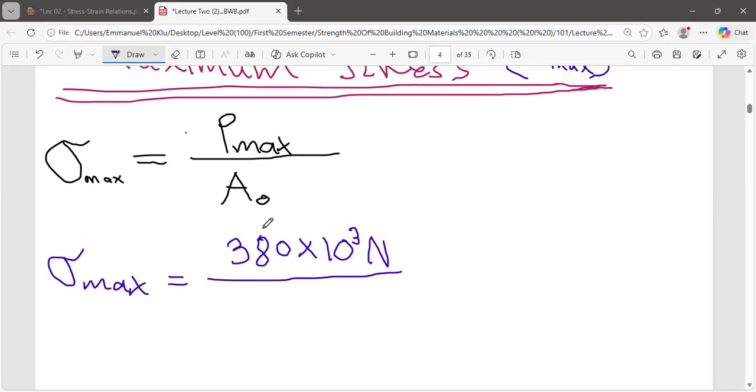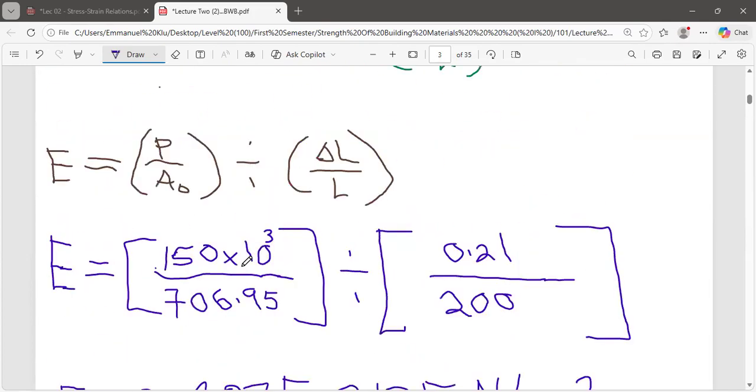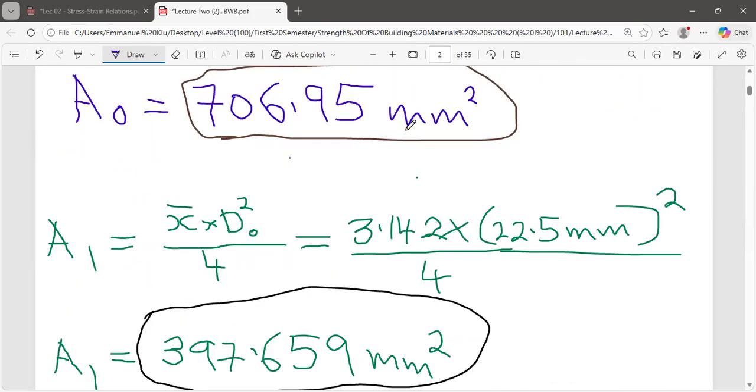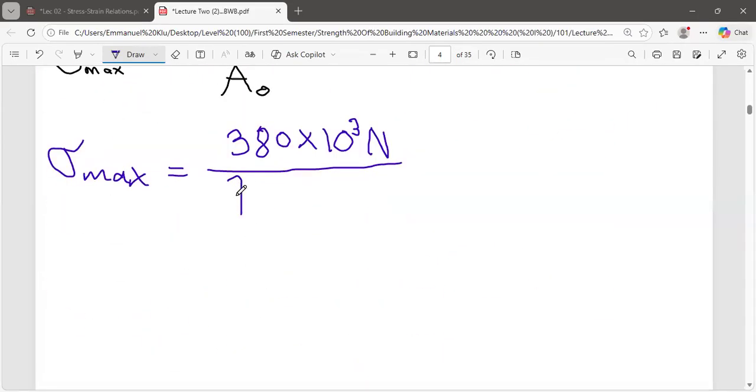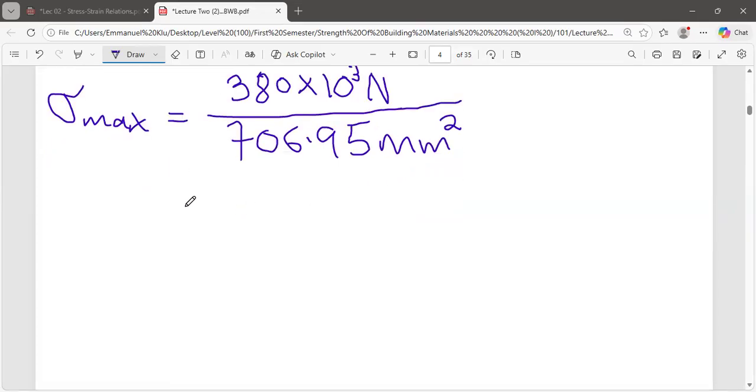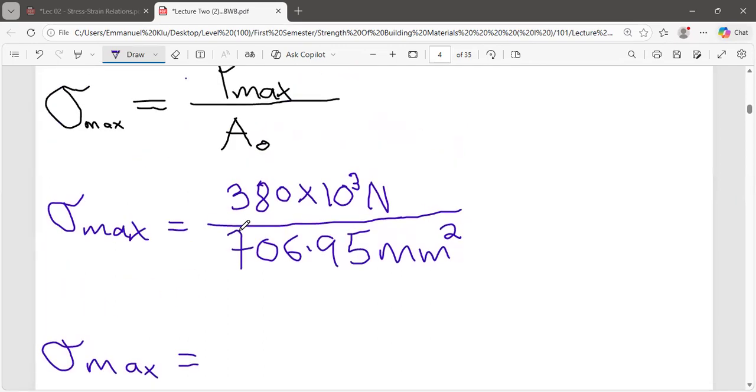So let's proceed. Our original area we calculated was what? 706.95 millimeter squared. So let's quickly punch this on a calculator. Everybody punch this on a calculator and tell me the answer. I want to write them down. What are you getting? 380 times 10 exponent 3.